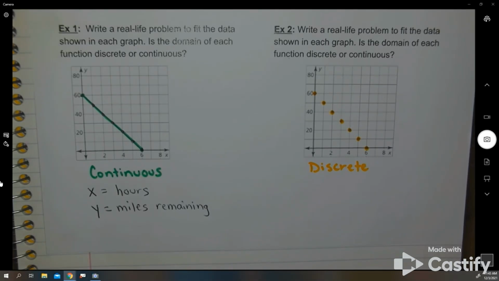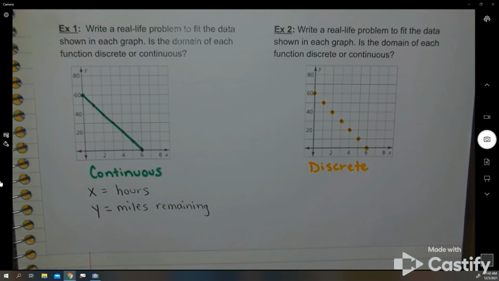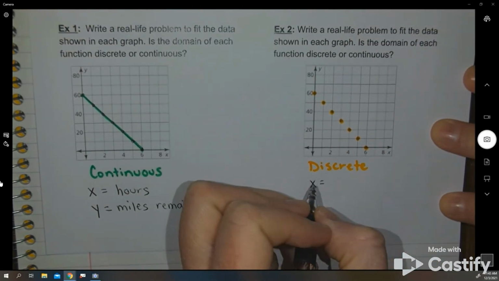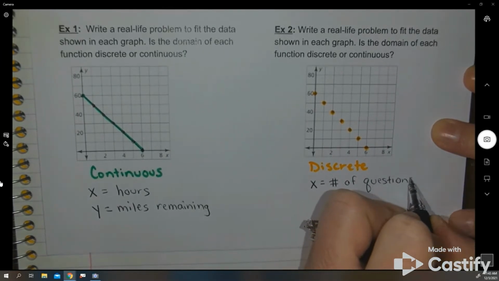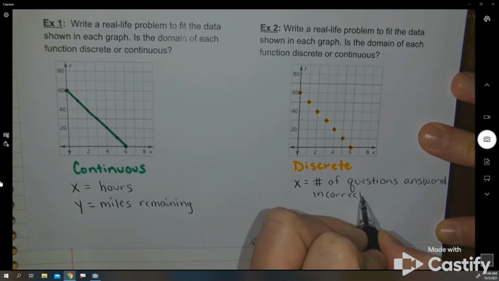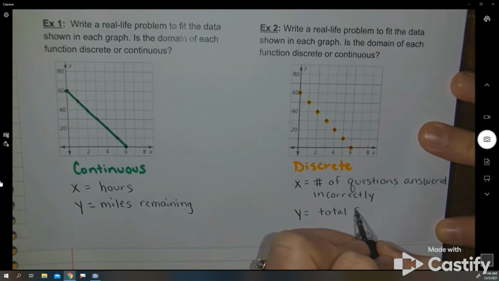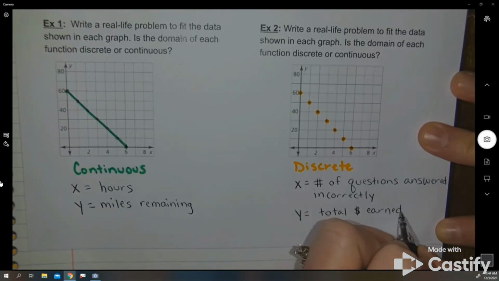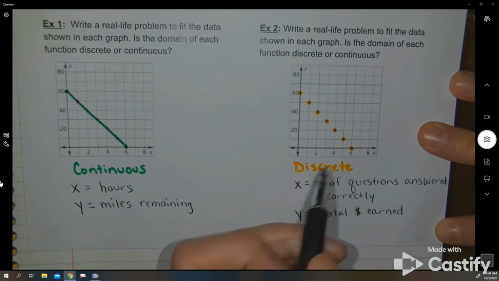And if I were to give this a scenario, then perhaps we have a person who's playing on a game show, right? And they're earning money, or it looks like maybe in this case they might be losing money. What we see here is X would be the number of questions answered incorrectly, and Y is the total money earned. So if I answer 0 questions incorrectly, I'm going to get $60. If I answer 6 questions incorrectly, I'm going to get $0.